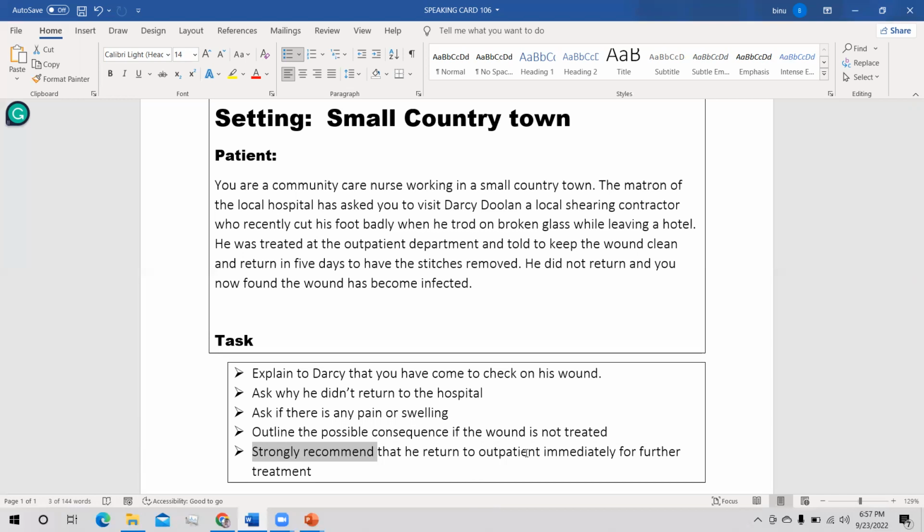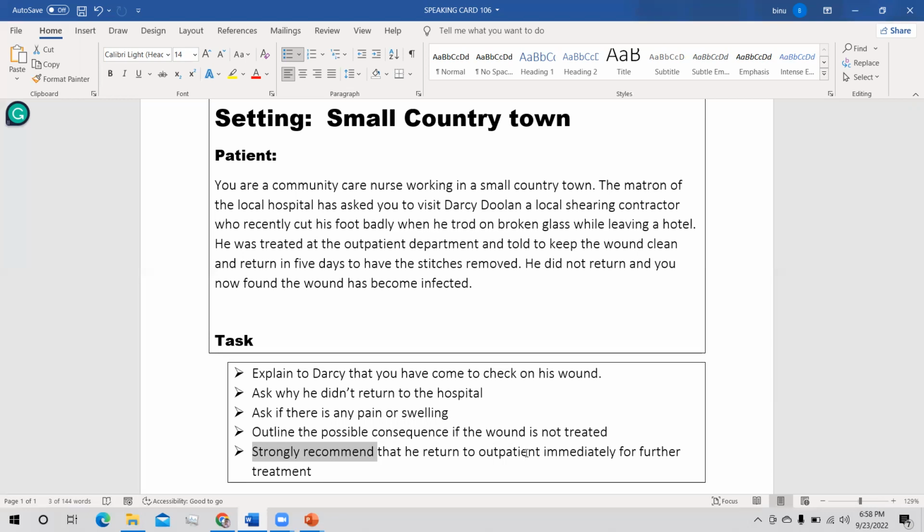The fourth task for you is that outline the possible consequence if the wound is not treated. We can understand from this role play card that if the patient had a wound and he had stitches, and if he is not returning to hospital for this treatment, it means he's a careless patient, right? A careless person. So we have to strongly recommend him. Otherwise, never ever will he understand the consequence of that. So we have to explain. There you need a detailed explanation why he should go back to the hospital.